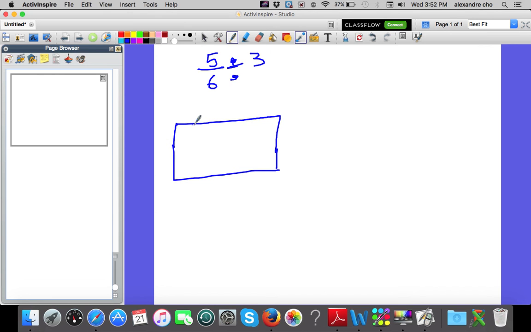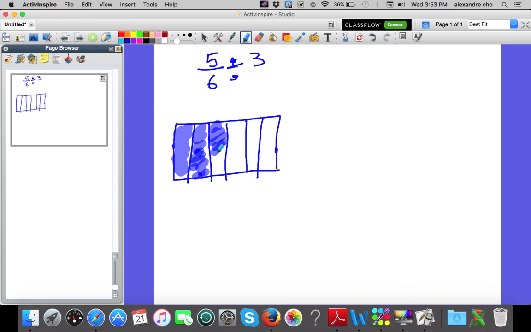And we're going to cut this in 6 pieces. 1, 2, 3, 4, 5, 6. And let's shade what we have. Well, what we do have is 5. So it's a chocolate bar. I cut it into 6 pieces. I ate 1, and I currently have 5. And I should have made this a little bigger.